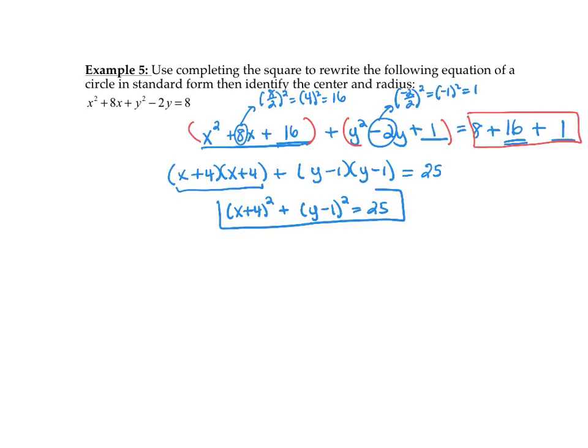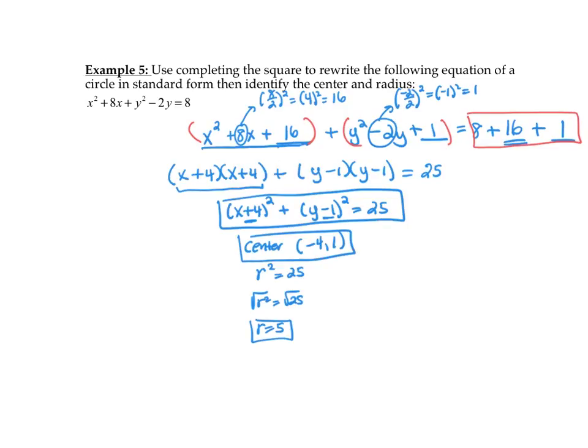Okay, we have the equation in standard form, so now we can identify the center at (-4, 1). Always take the opposite of the sign you see there. And the radius, well, radius squared is equal to 25, so take the square root of r², and we come out with a radius of 5. So center at (-4, 1), radius of 5.